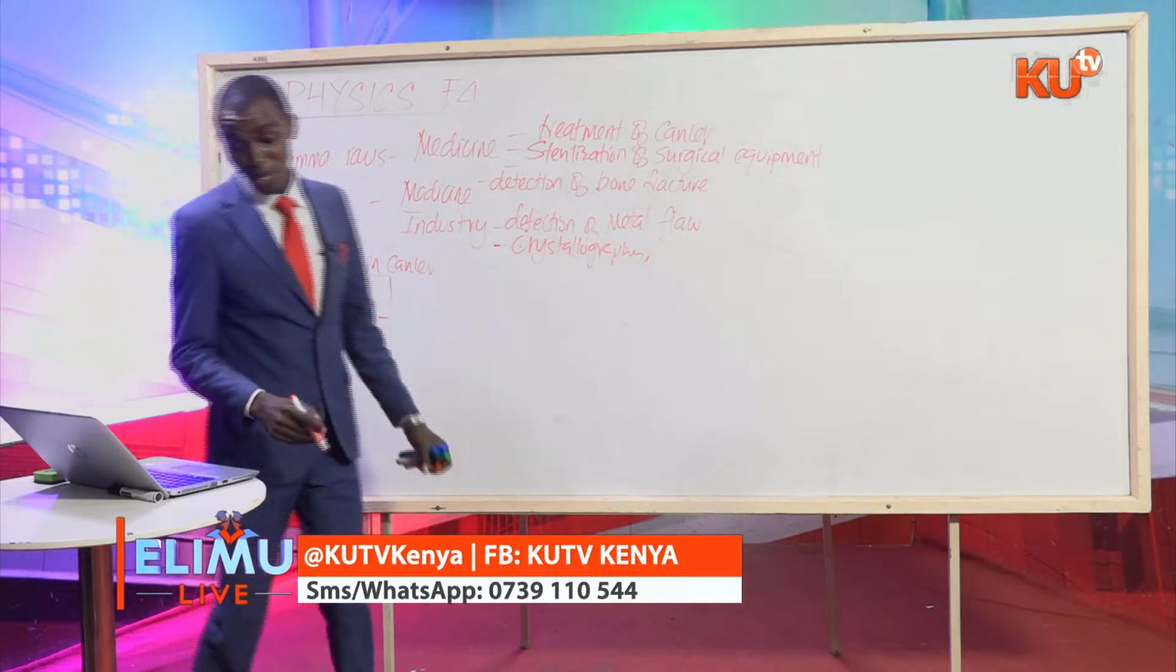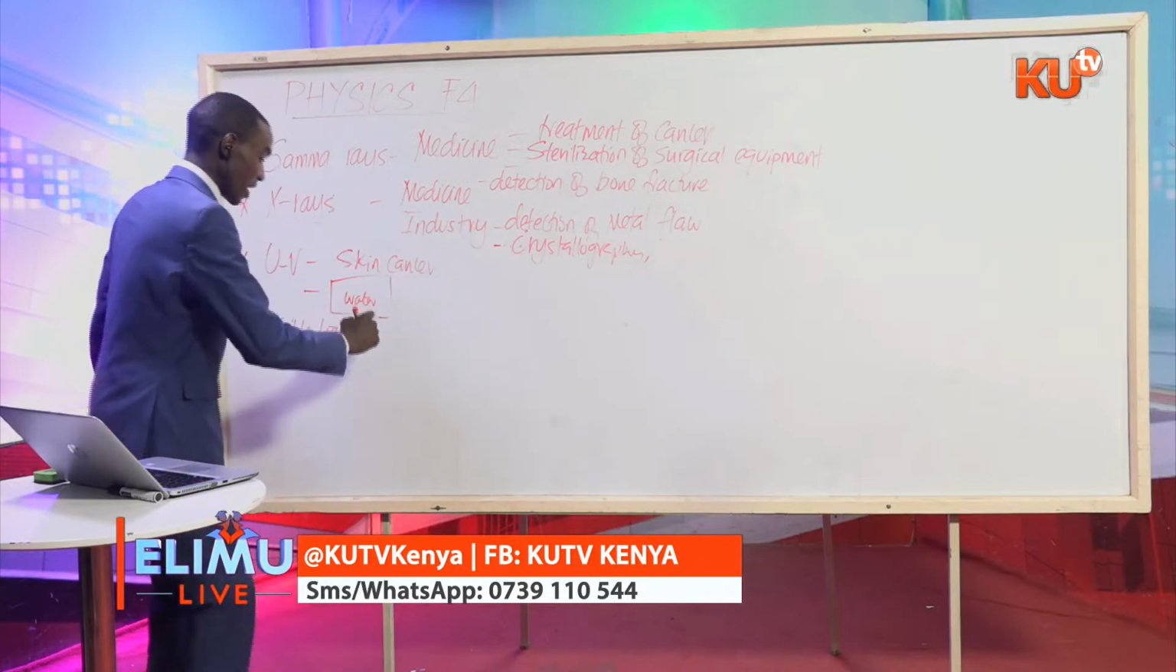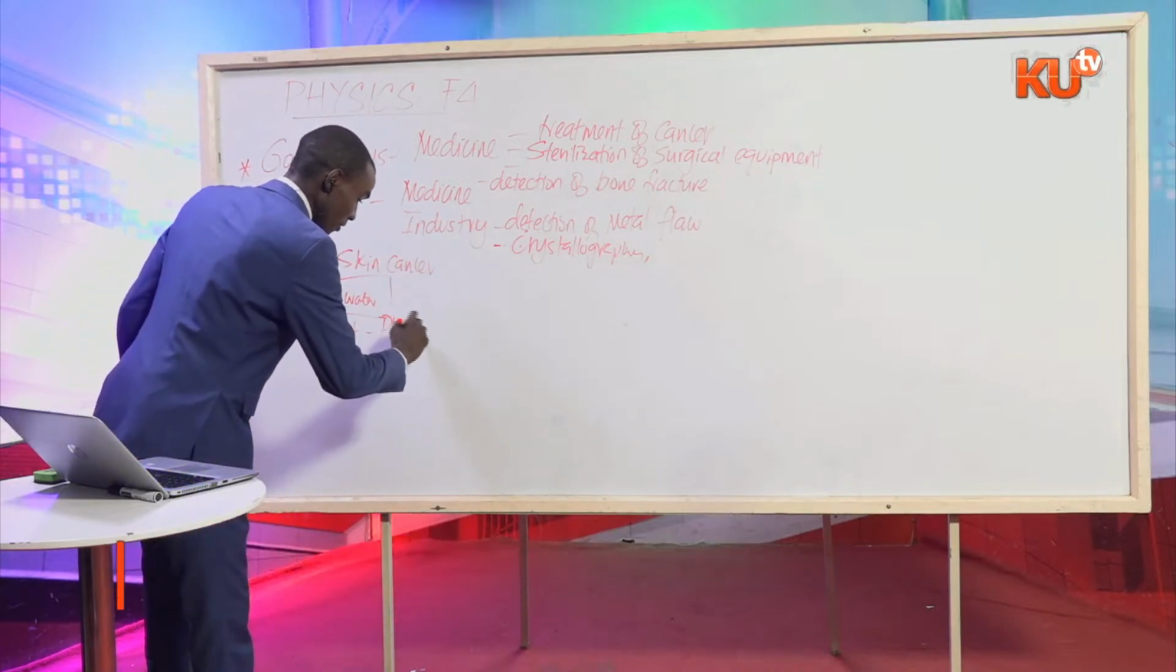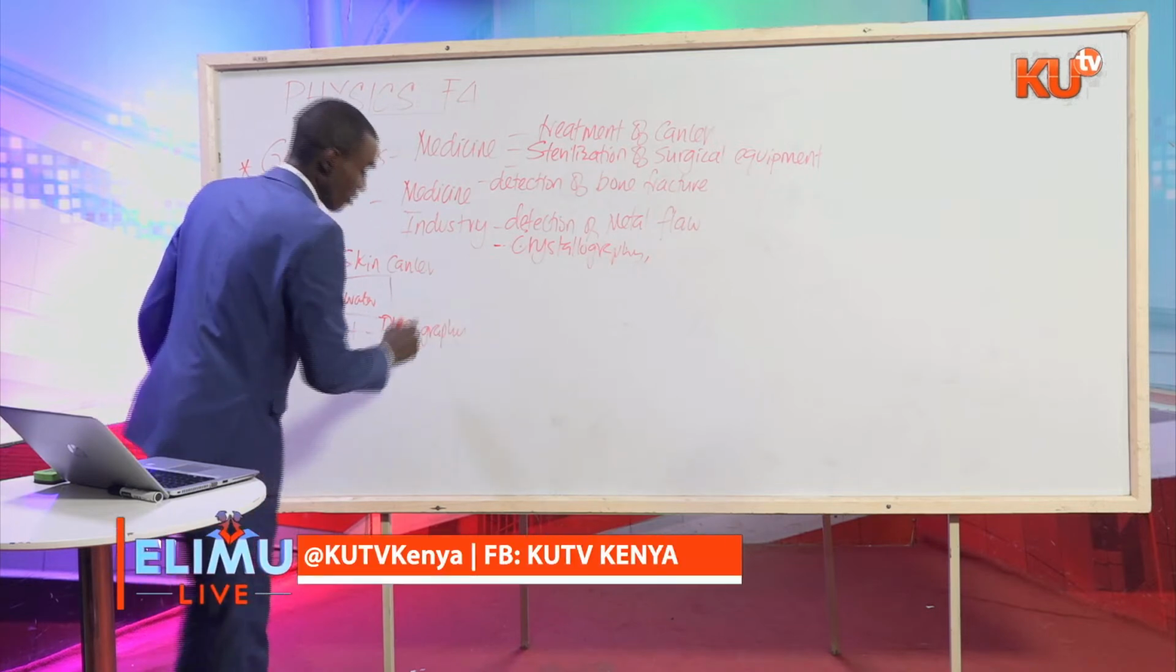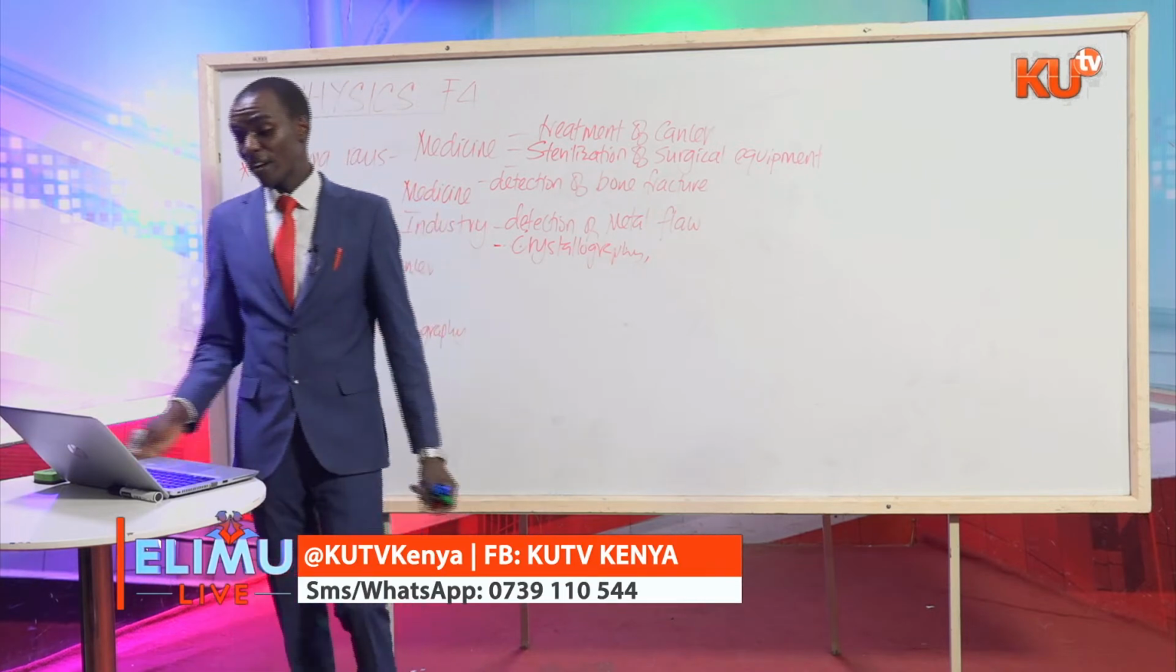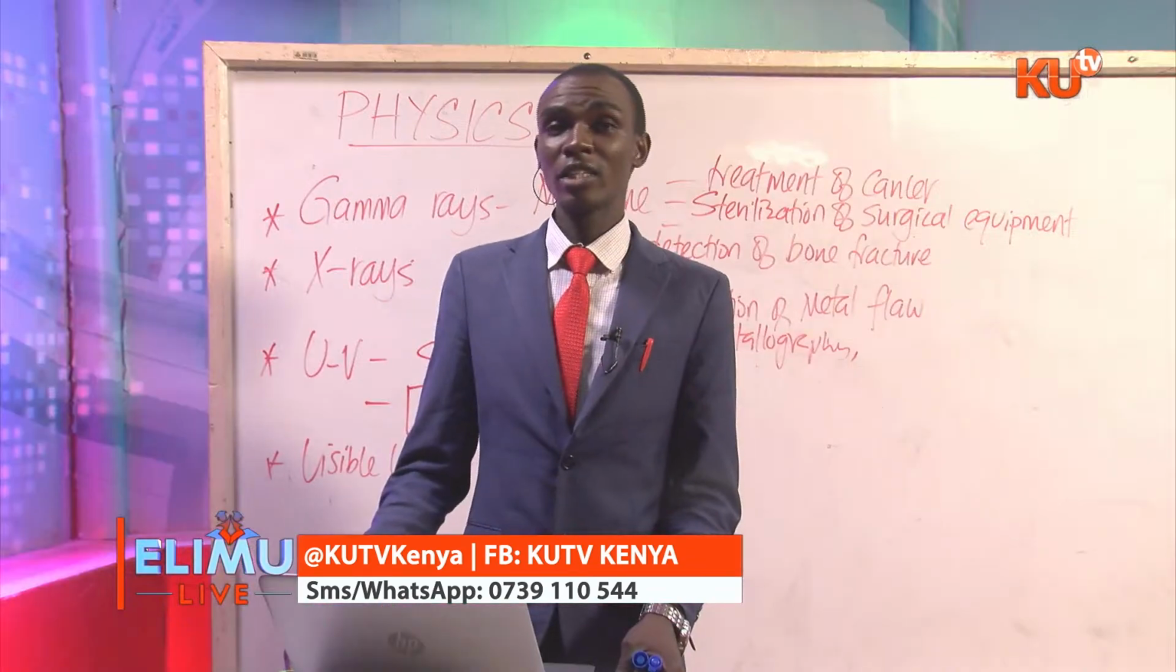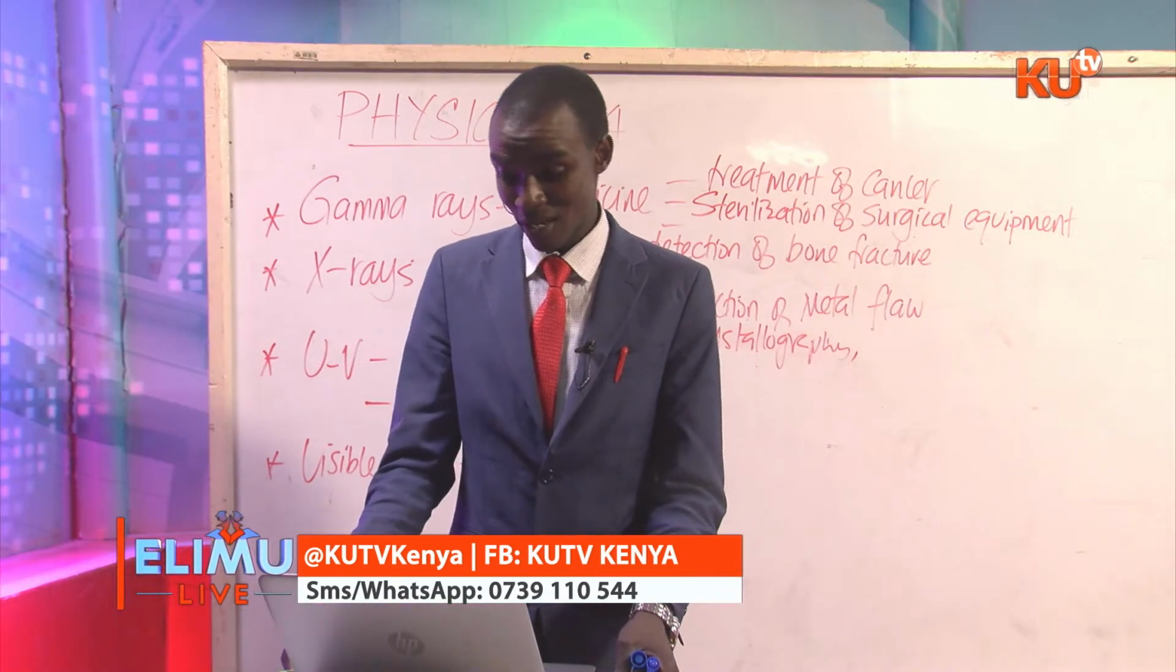So without light, we cannot see. Without light, there can never be photography. So photography is one of the beneficiaries of light. Fiber optic, again, telecommunications, we talk about laser as well.